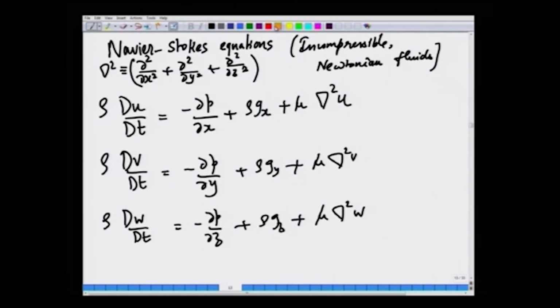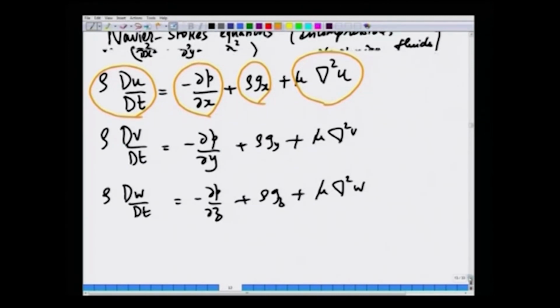Now, the interpretation is again similar. These are the inertial terms, that is the mass times acceleration per unit volume of the fluid, or the rate of change of momentum per unit volume of the fluid. These are the pressure forces acting on a unit volume of the fluid. The body forces due to gravity acting per unit volume of the fluid. These are the viscous forces acting per unit volume of the fluid. That is the interpretation of each term.